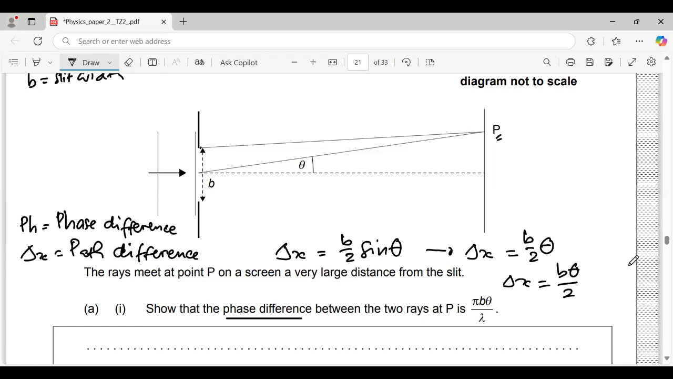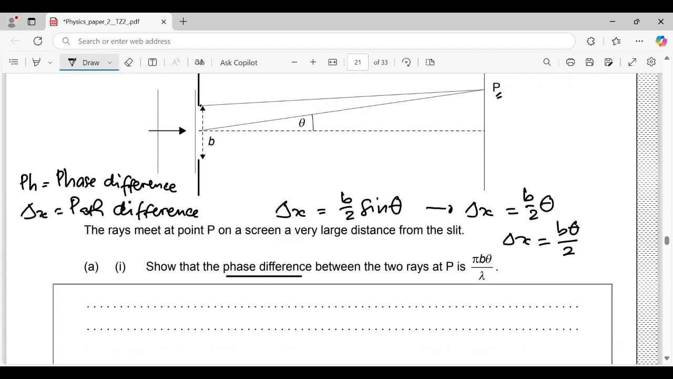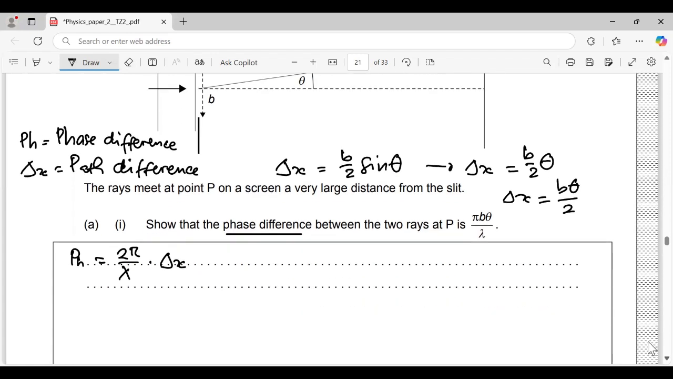This is the phase difference. The phase difference is related to the path difference delta x by this rule: phase difference equals 2 pi over lambda times delta x. This is the relationship between the phase difference and the path difference.